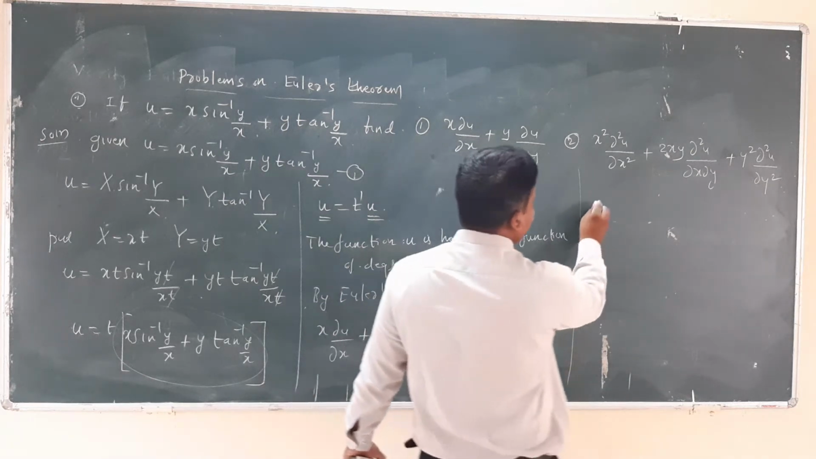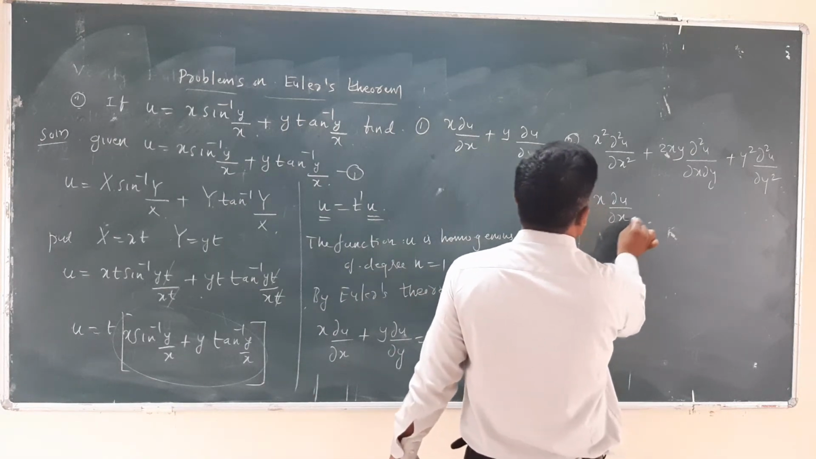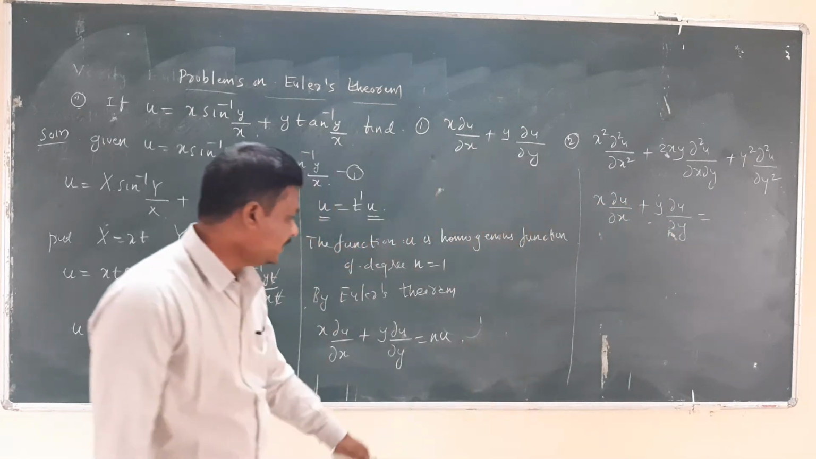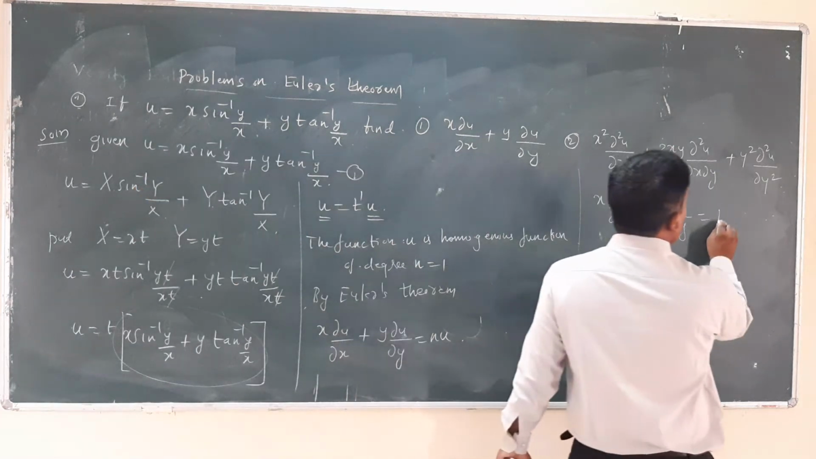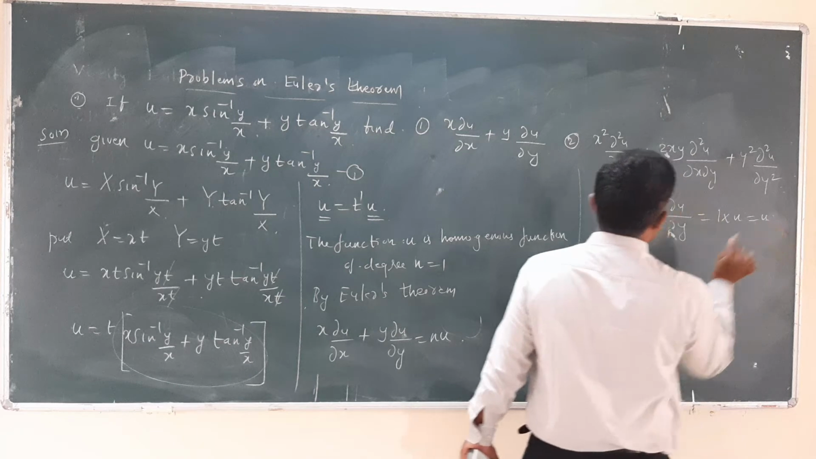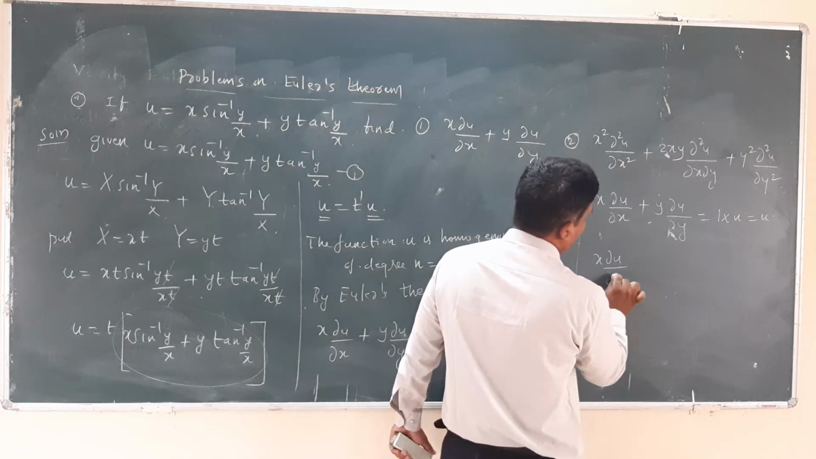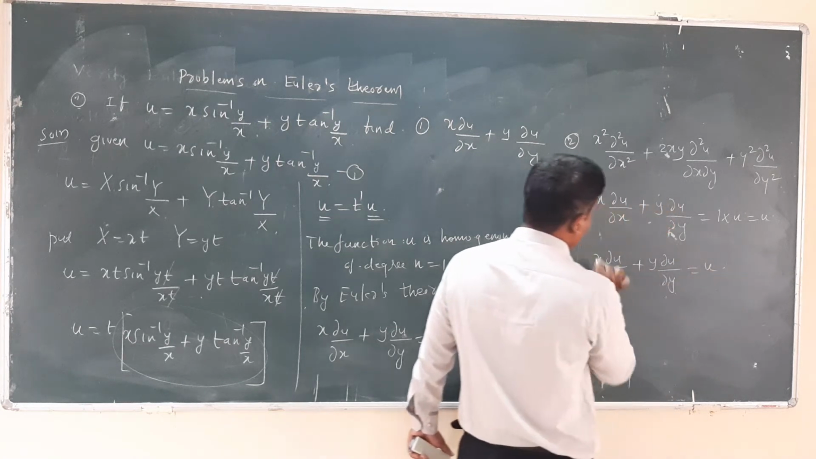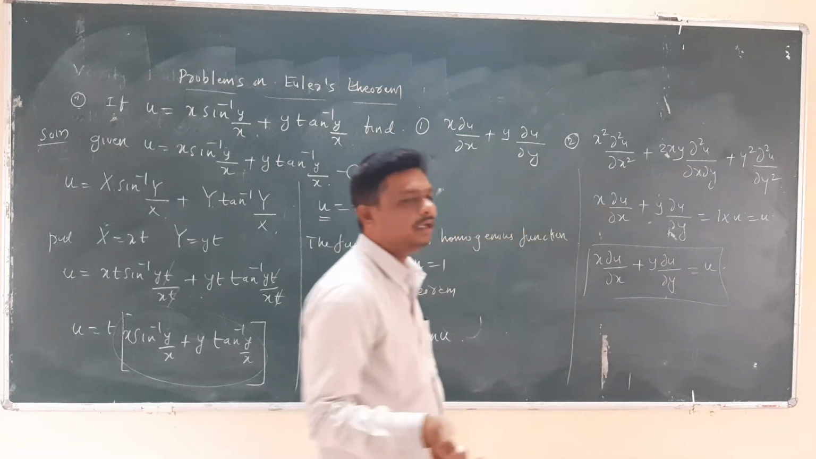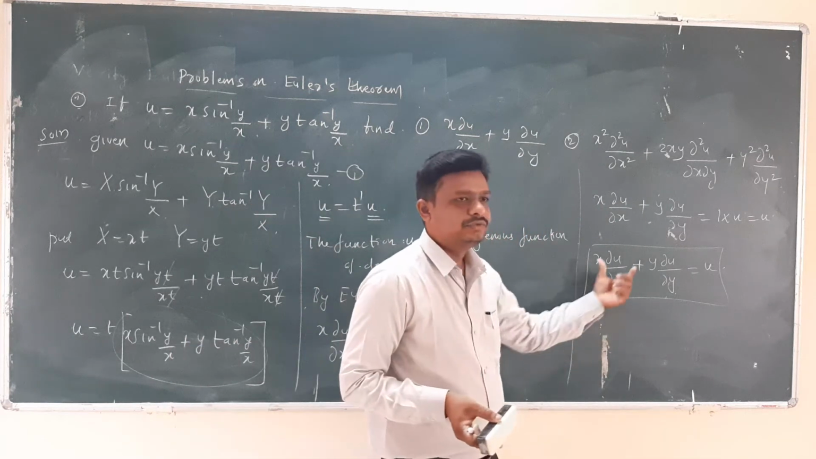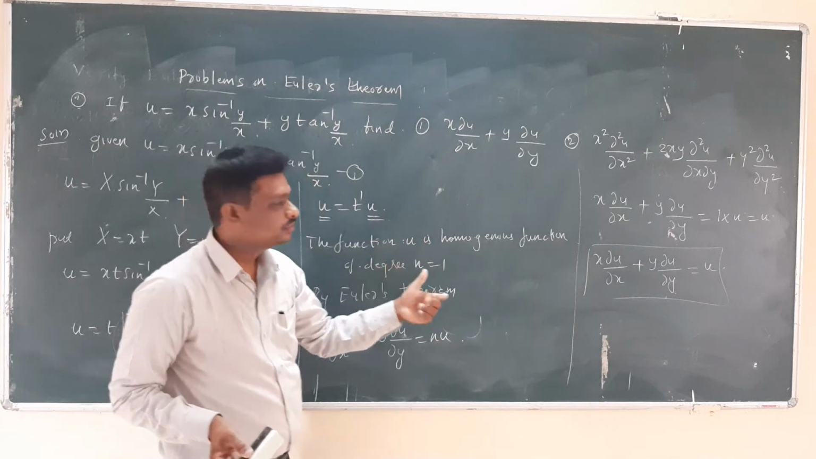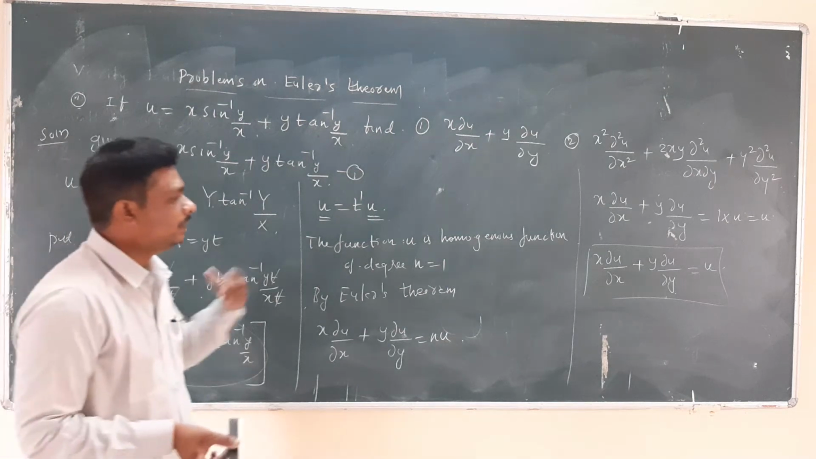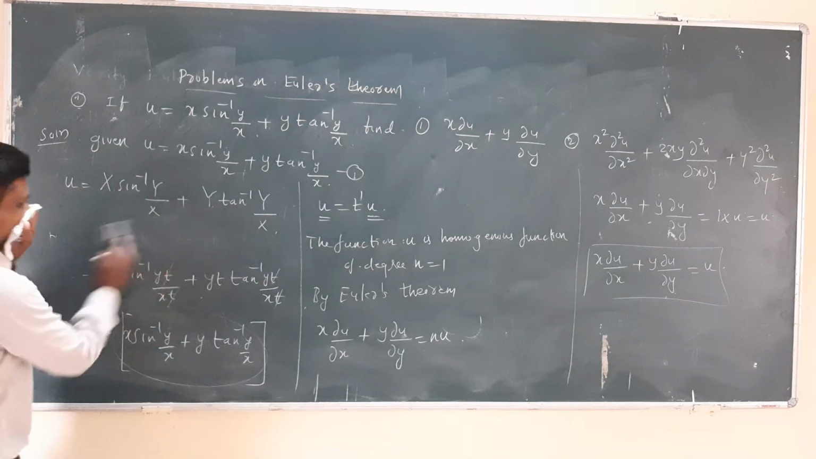So this becomes x ∂u/∂x plus y ∂u/∂y is equal to, here the value of n is 1, that is 1 into u, is equal to u. Therefore, x ∂u/∂x plus y ∂u/∂y is equal to u. So this is our required answer. You can try this by the direct differentiation method, and again you will get the answer as u, which is nothing but the given function. So I will go for the second one.